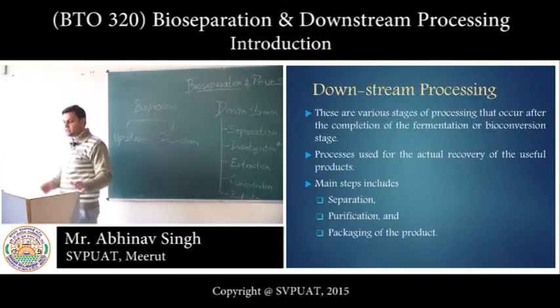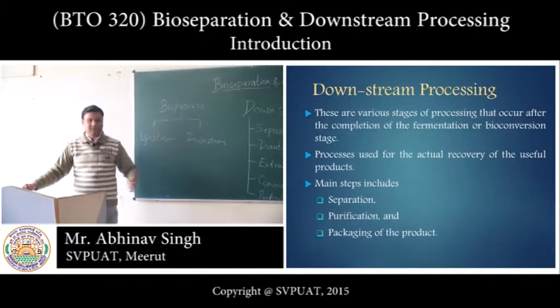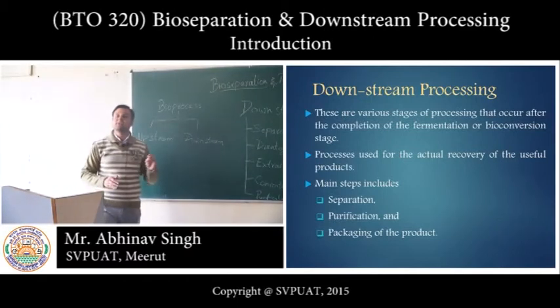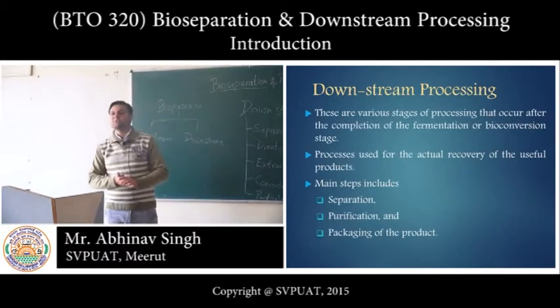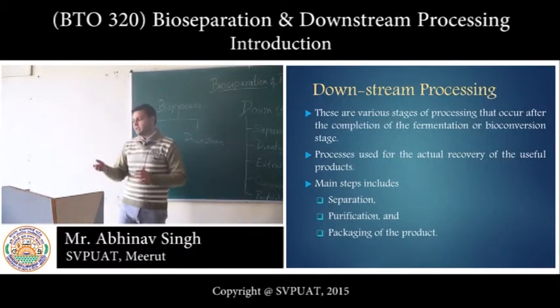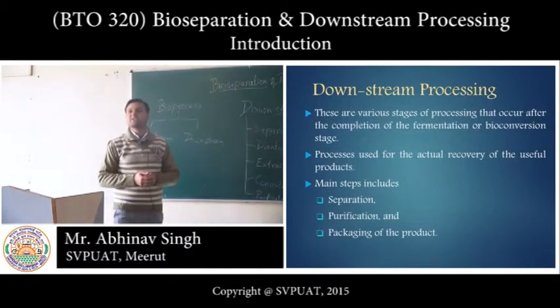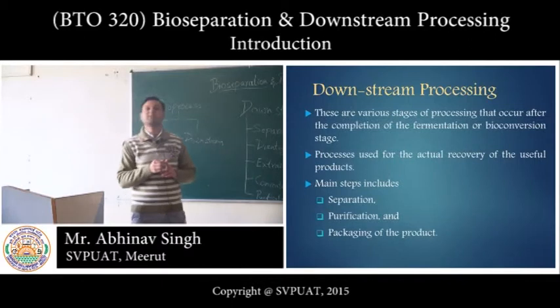Now what is downstream processing? These are the various stages of processing as its name suggests, after the completion of the fermentation, after the bioconversion of our product. Why do we need to perform the downstream processing? To get the purified product. What are the basic processes? The three basic processes underlying downstream processing are separation, purification and polishing and packaging of the product.